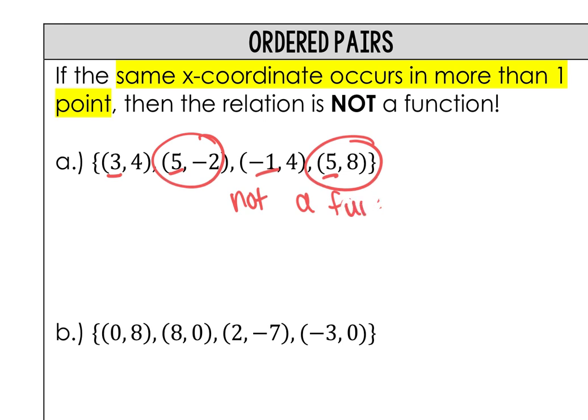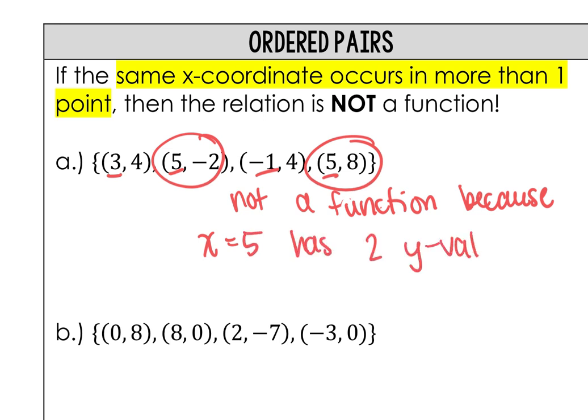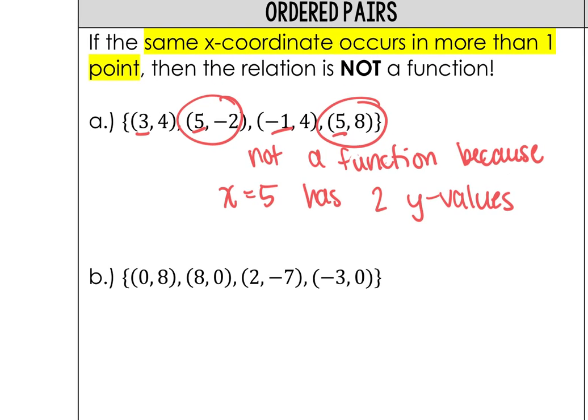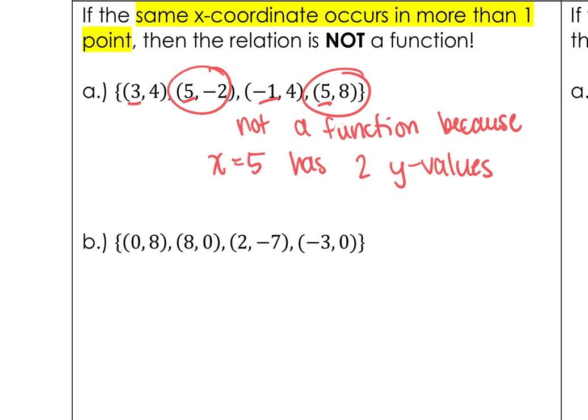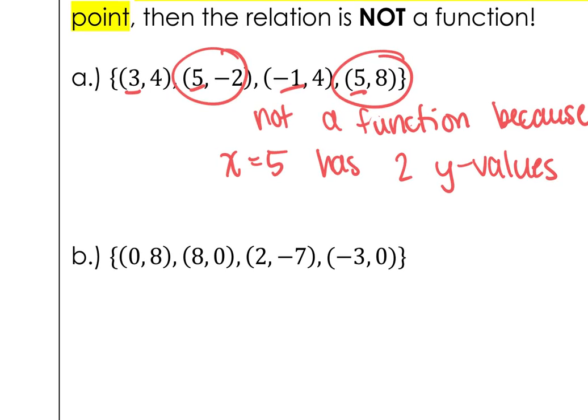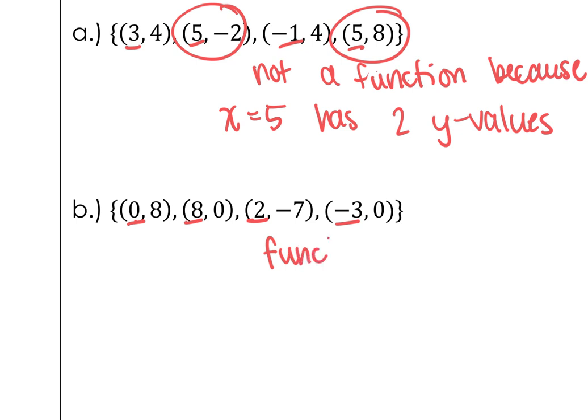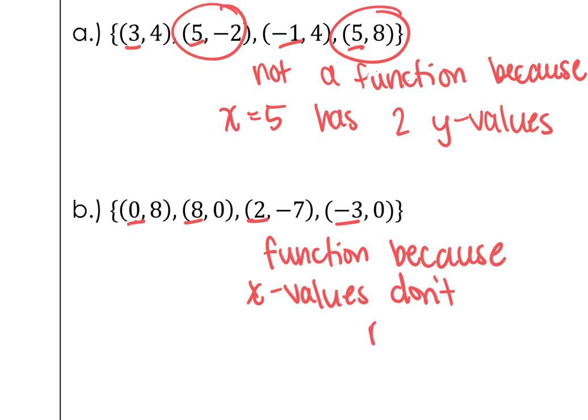Not a function, because x equals 5 has 2 y values. Again, since that x value of 5 repeats, it is not a function, because one x has 2 different y's. All right, if we look at B, once again, we are looking at the x-coordinates. We've got 0, 8, 2, and -3. We did not have any x values that repeated, so this is a function, because x values don't repeat.